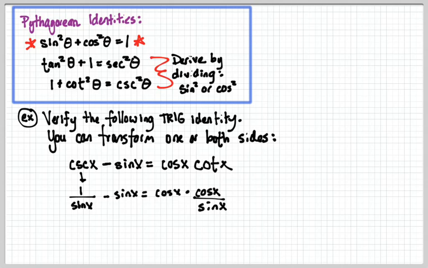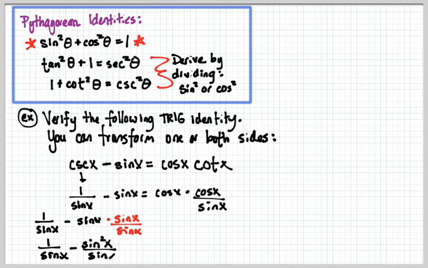Okay. What do we multiply this sine x by? Sine x over sine x. Good. Let's leave the right side alone. Just work on the left. So we get 1 over sine x minus sine squared x over sine x.